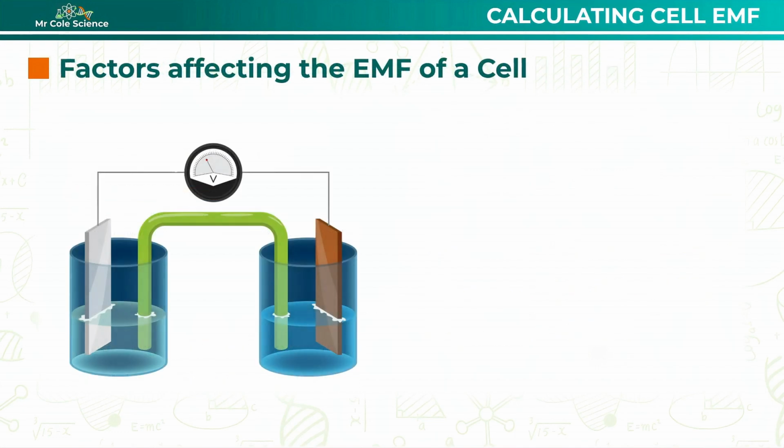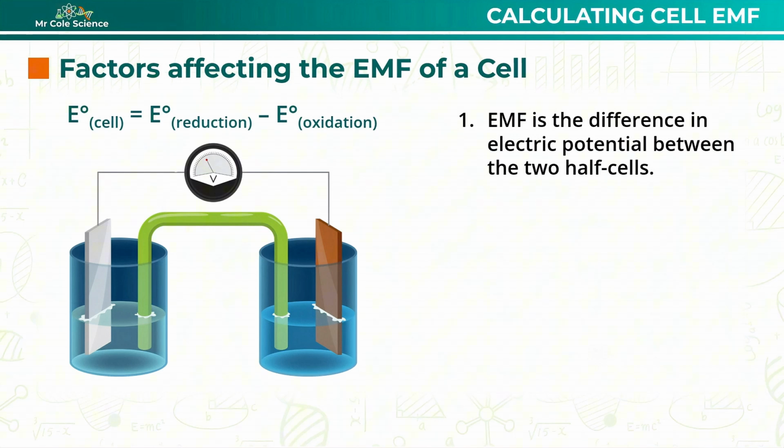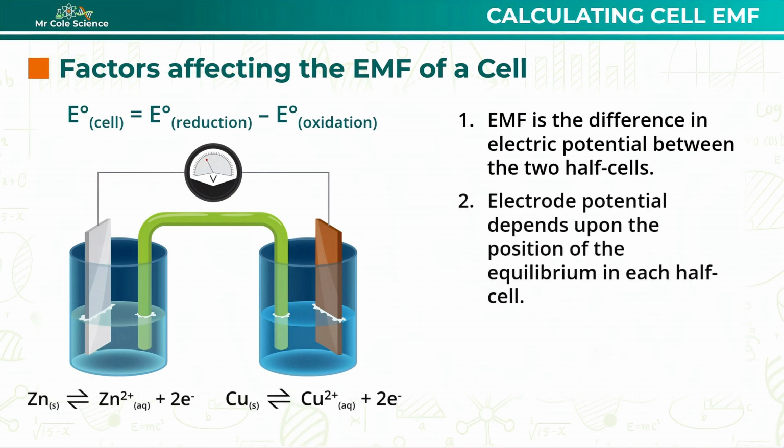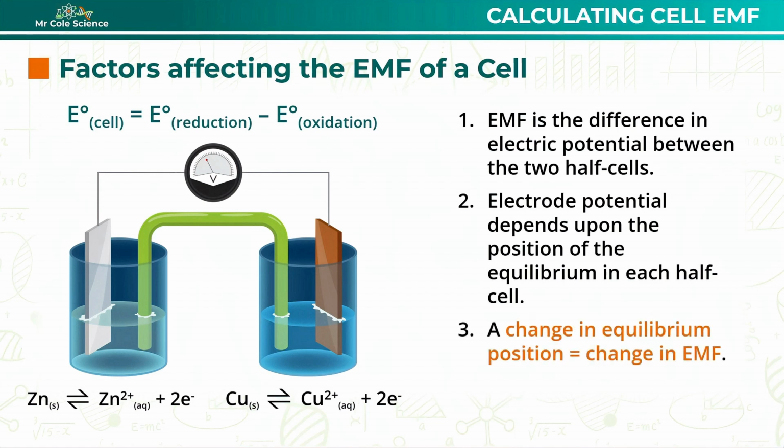Well, we know that the EMF of a cell is the difference in electric potential between the two half cells, and that each electrode potential depends on the position of the equilibrium within that half cell. So if we change anything that affects the equilibrium position, we're going to change the EMF. Now in exams, there are three factors you need to know: concentration, pressure, and surface area. But only two of these actually affect the EMF of a cell.